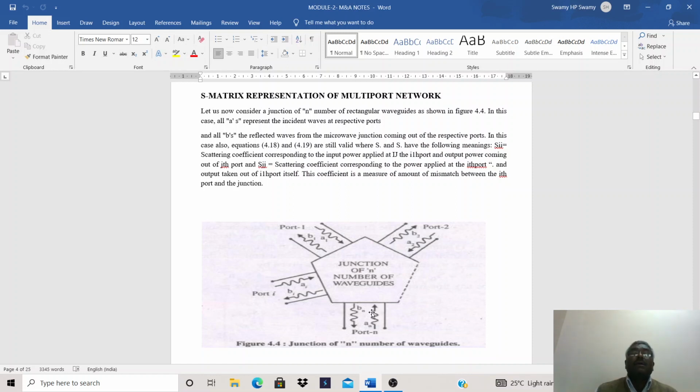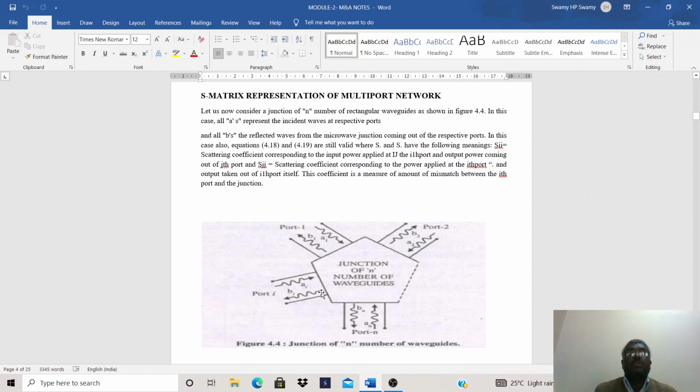All A's represent the incident waves at the respective ports. Here Ai is the incident wave at this port. A1 is the incident wave at port number 1, A2 is the incident wave at port number 2, AN is the incident wave at port number N. And the B's are reflected waves. B1, B2, BN are at all the output ports. These Bi represent the reflected waves from the microwave junction coming out of the respective ports.